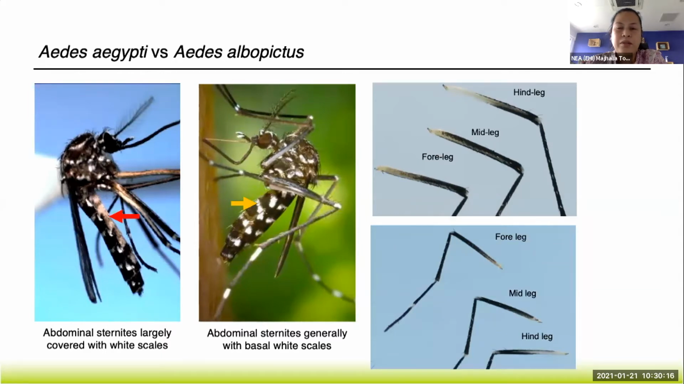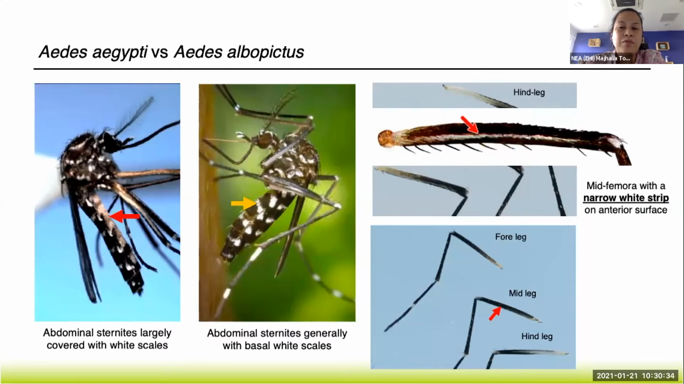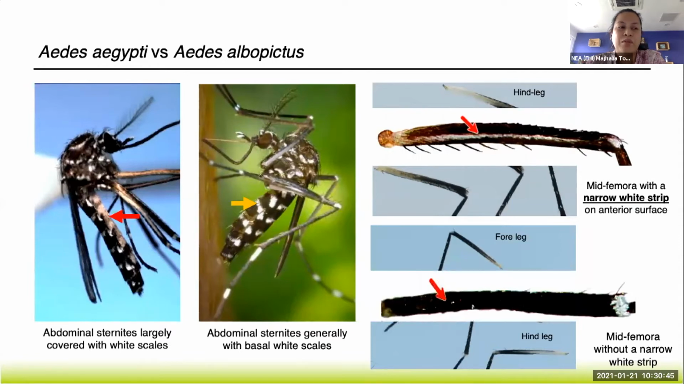Okay, so I'll show you. For the middle leg of Aedes aegypti, there is this narrow strip on the femur of the middle leg. So that is the second pair of legs. But for Aedes albopictus, you don't see that narrow strip of white scales. So that narrow strip of white scales tells us that this set of legs is Aedes aegypti. And then on the lower leg, you don't have the strip of white scales for Aedes albopictus. Okay?